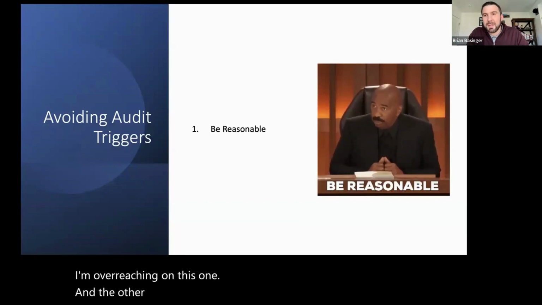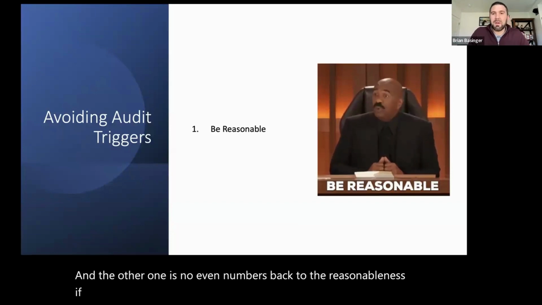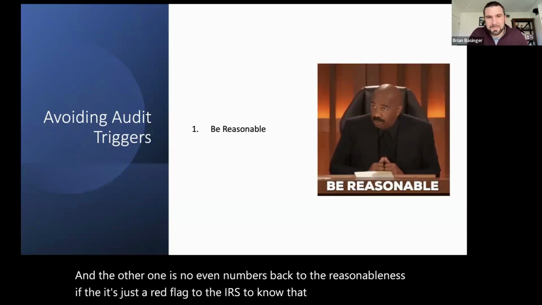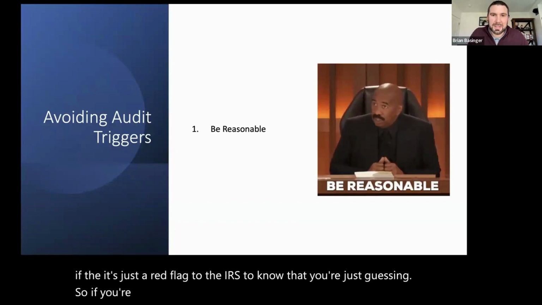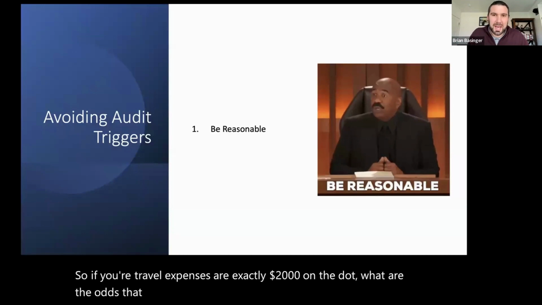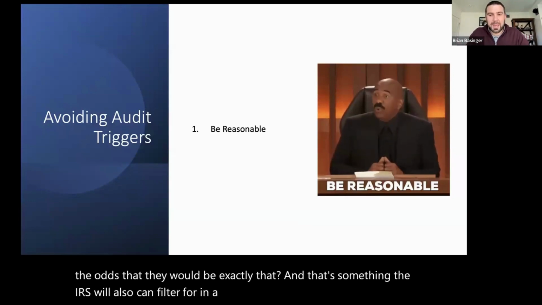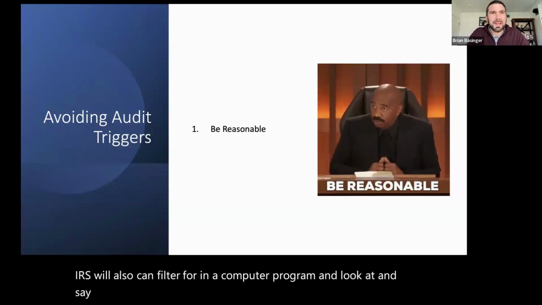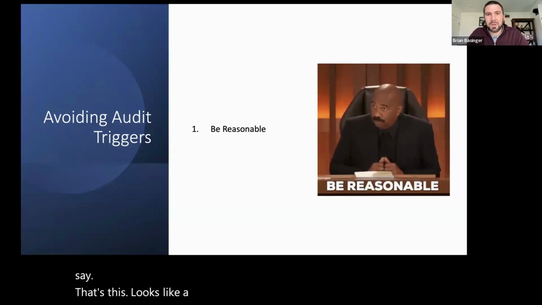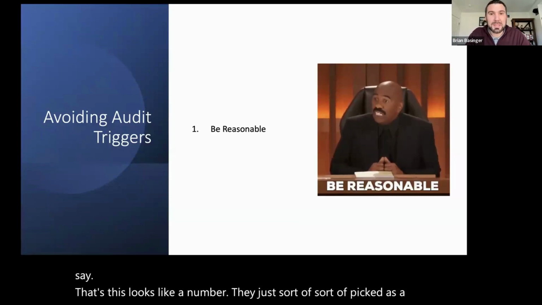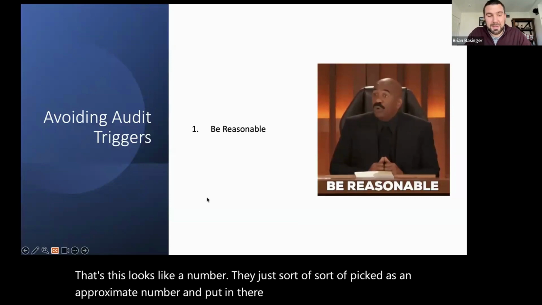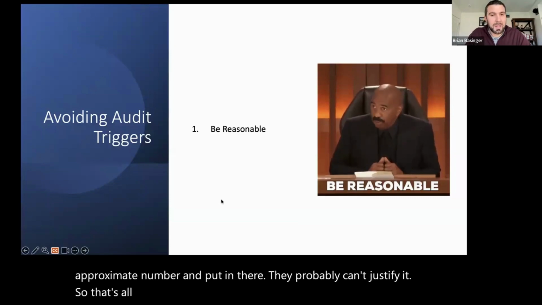And the other one is no even numbers, back to the reasonableness. It's a red flag to the IRS that you're just guessing. So if your travel expenses are exactly $2,000 on the dot, well, what are the odds that they would be exactly that? And that's something the IRS can also filter for in a computer program and say, this looks like a number they just picked as an approximate number and put in there. They probably can't justify it. So that's also likely to trigger an audit.